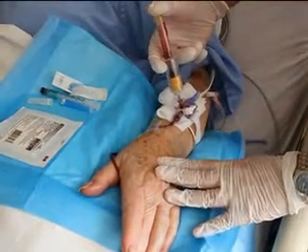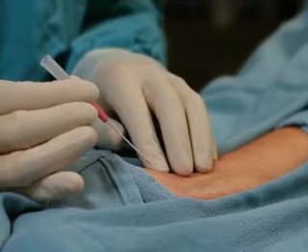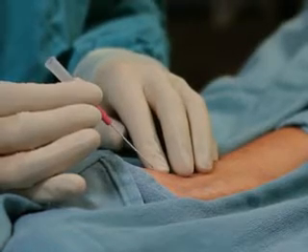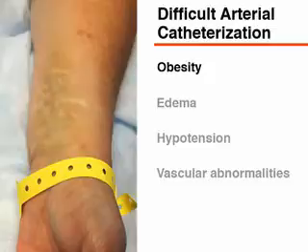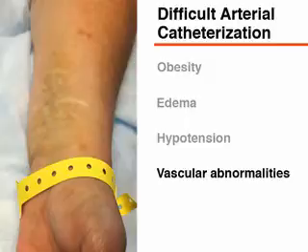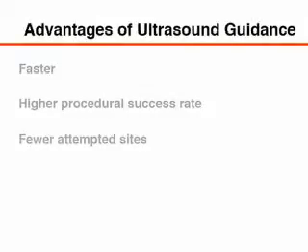need to be performed. Ultrasound guidance can be more effective than palpation for the insertion of an arterial catheter in patients with obesity, edema, hypotension, or vascular abnormalities such as tortuous vessels. In general, the use of ultrasound guidance for the insertion of a radial arterial catheter is faster than the palpation method and has a higher success rate.